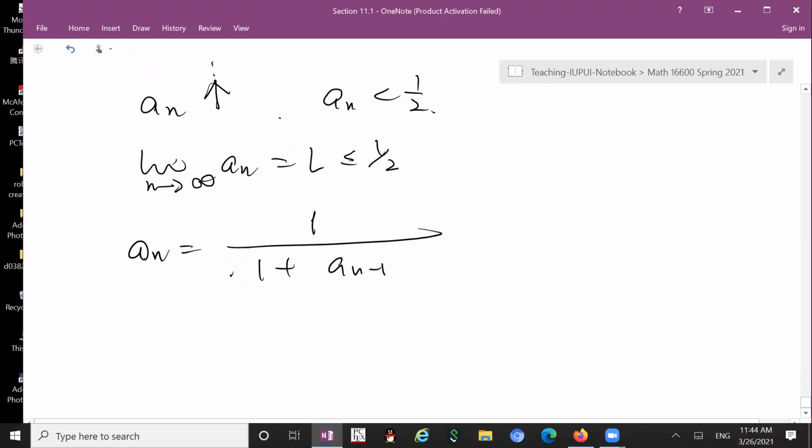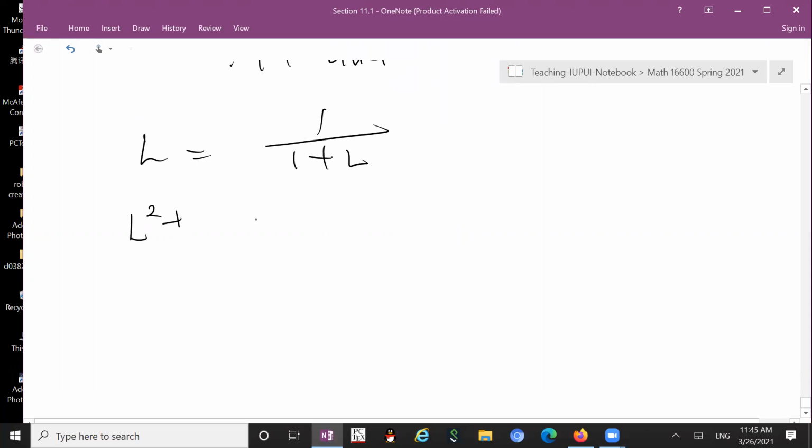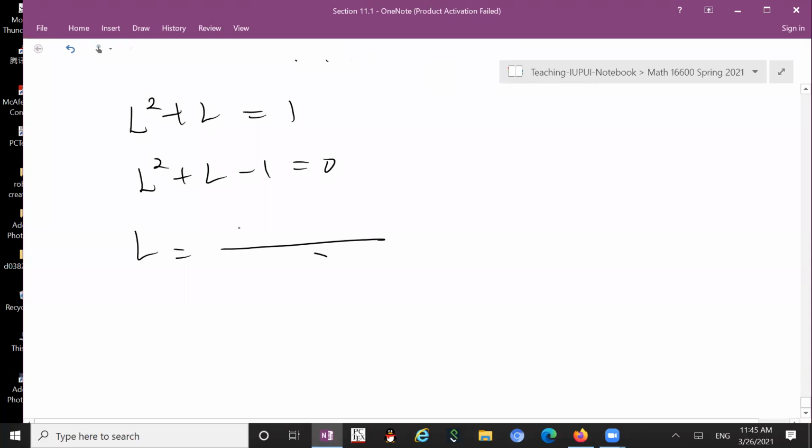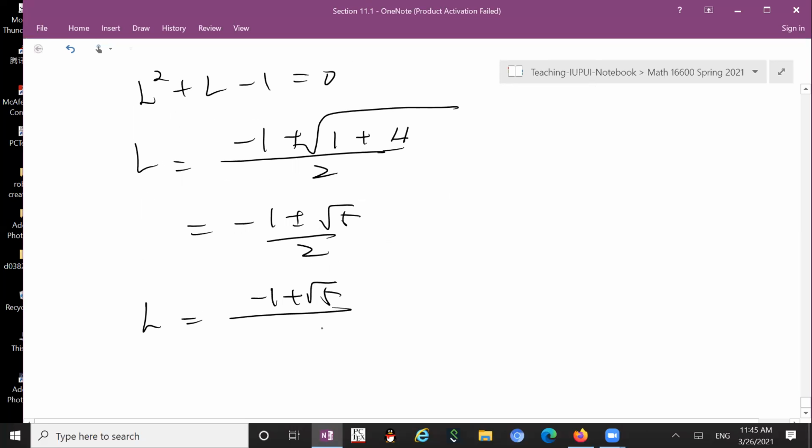So it's L equals 1 over 1 plus L. So L squared plus L equals 1. So L squared plus L minus 1 equals 0. Then you use the quadratic formula, b squared minus 4ac. So it's going to be minus 1 plus or minus square root 5, over 2. But our L is positive, so it's going to be negative 1 plus square root 5, over 2. That's a pretty strange number. It's not going to be 1/2, and this is still smaller than 1/2.